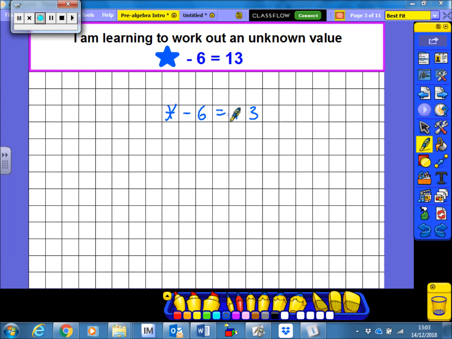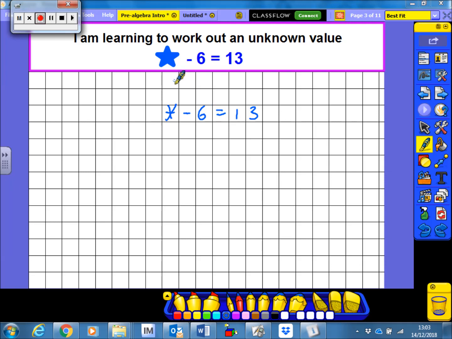Well, we know it has to be bigger than 13. It has to be bigger than 13 because when we take 6 away from it, it comes down to 13. So it must have been bigger. So what we can do is we can add that 6 back on. We took away the 6, so now we add it back on and we're going to work out what it is. So something take away 6 is 13.